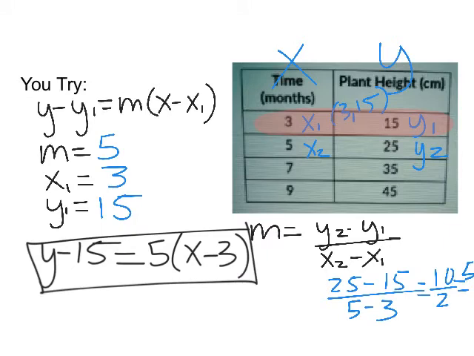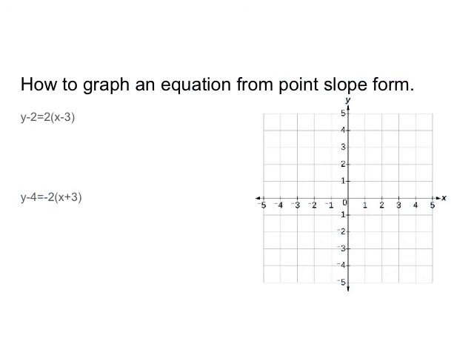Double check that, make sure that's what you got as well. All right, so now, what if we're doing this backwards? What if I give you the equation and I asked you to draw the line? Okay, so I still recommend that you break this out first to pull out your slope and your point before you actually graph, because it can get a little bit confusing sometimes.